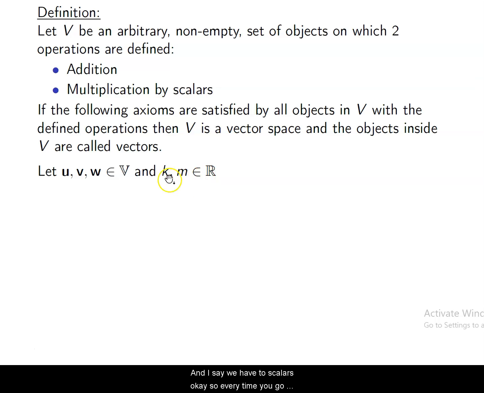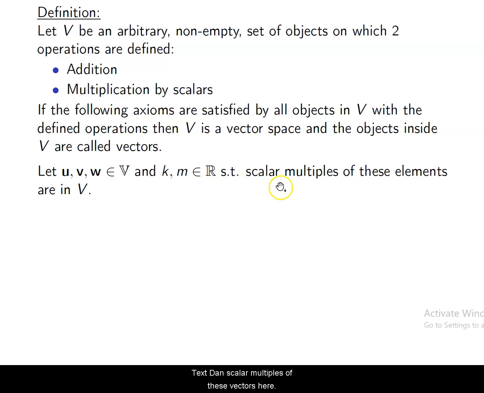And let's say we have 2 scalars. Every time you go through this proof for proving something is a vector space, you will need 3 vectors and 2 scalars. So make sure you say, hey, these are my 3 vectors and these are my 2 scalars. So that's what we have now: 3 vectors, 2 scalars, such that scalar multiples of these vectors here are still in V. So these are the axioms.